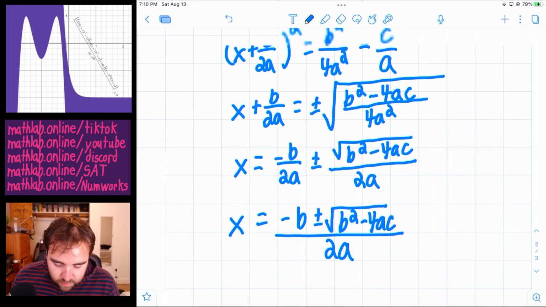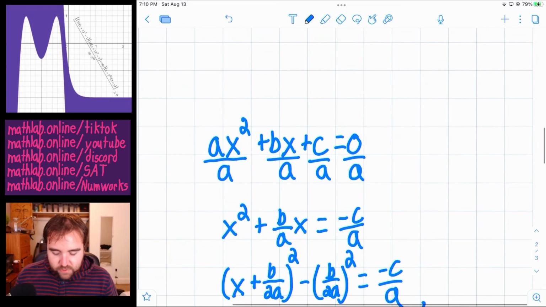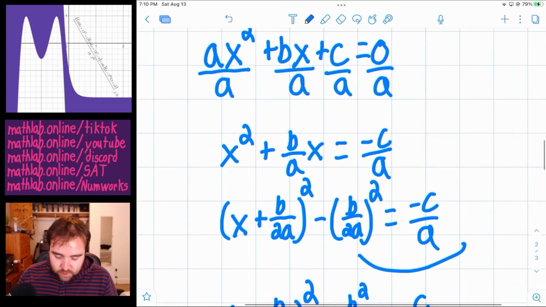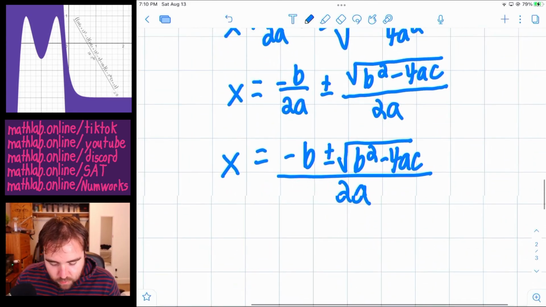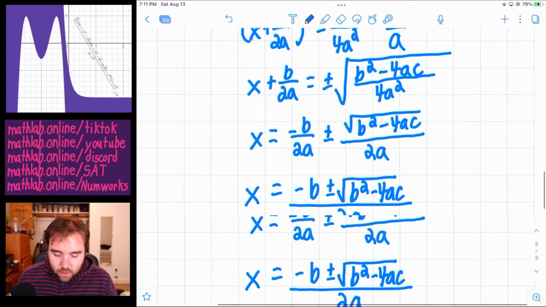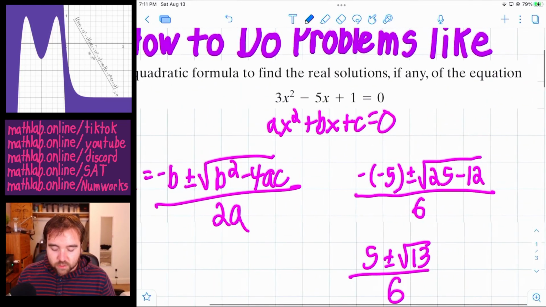So think about what we did. We just started with this ax squared plus bx plus c equals 0. And we just schmootied it down by completing the square. And we solved for x. And so that's the quadratic formula right there. We just derived it. And then here, we just used it.